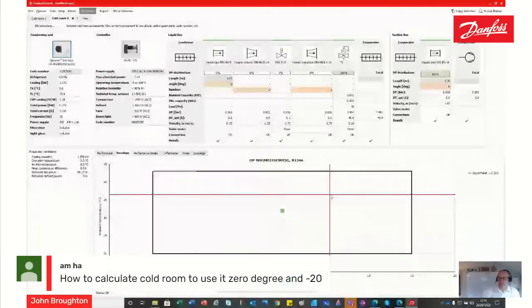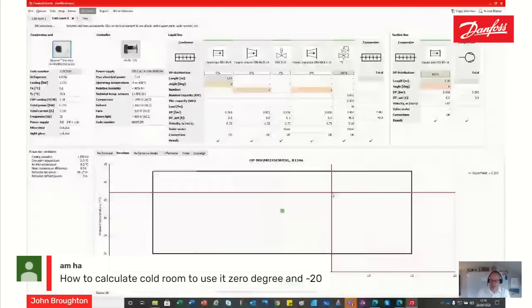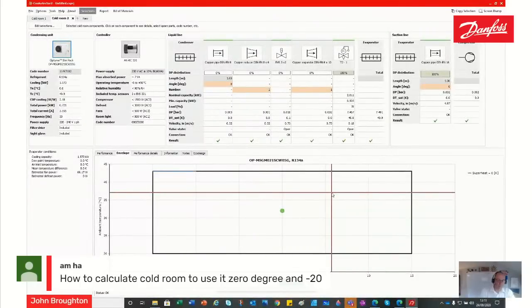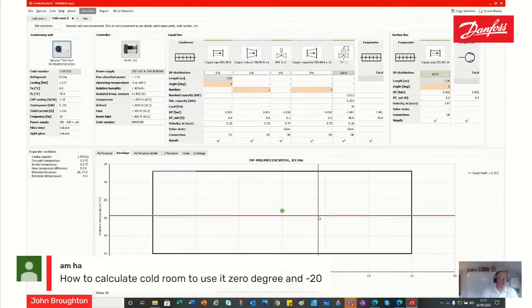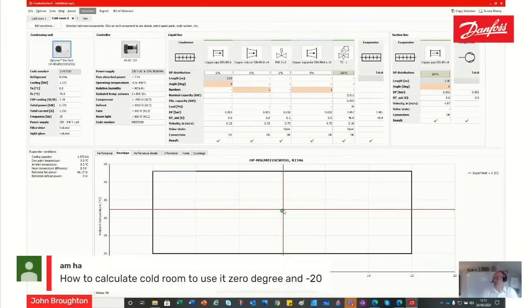Obviously, if we're talking at zero, the heat load will be a lot less than it is at minus 20. In theory, and this has to be very practical based, if you want minus 20, you'd have to have the system be able to evaporate down to minus 20, and your compressor envelope would have to cope with those two extremities.